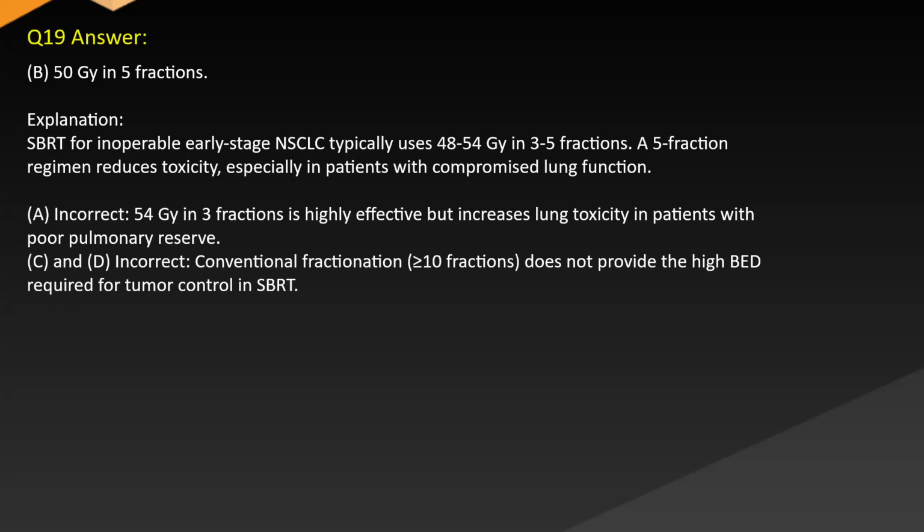Explanation: SBRT for inoperable early-stage NSCLC typically uses 48 to 54 Gy in 3 to 5 fractions. A 5-fraction regimen reduces toxicity, especially in patients with compromised lung function. A. Incorrect. 54 Gy in 3 fractions is highly effective but increases lung toxicity in patients with poor pulmonary reserve. C and D. Incorrect. Conventional fractionation, 10 fractions, does not provide the high BED required for tumor control.